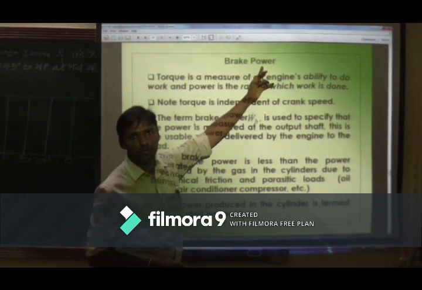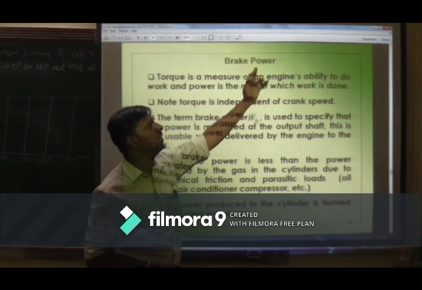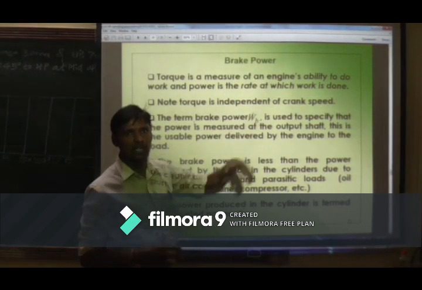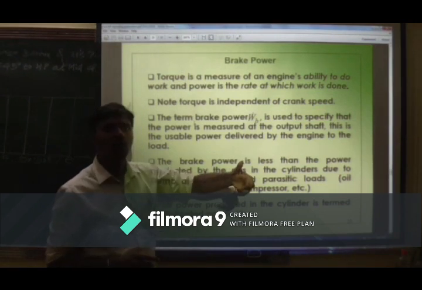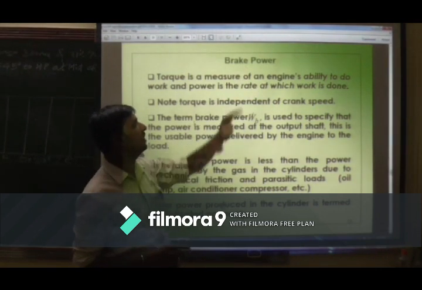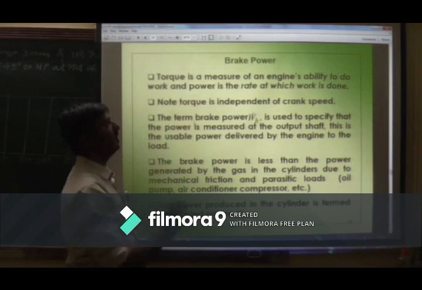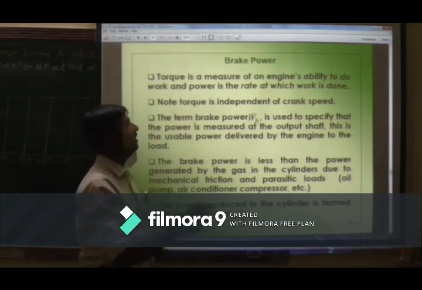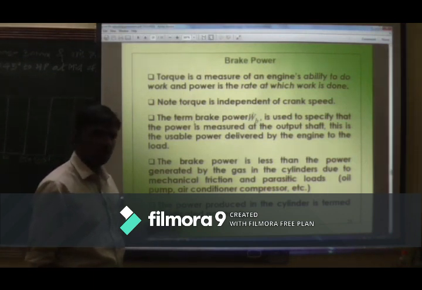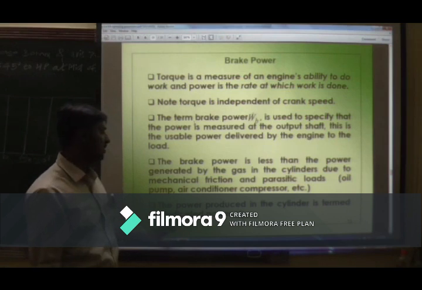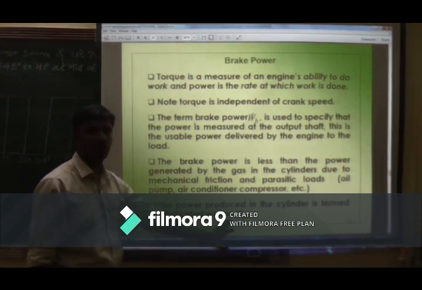That is brake power: how much that engine can deliver. The engine will produce indicated power, but at the output shaft, what power are we getting? That is brake power. The customer is interested in brake power. When we say rated power, that is nothing but brake power. And the power produced in the engine due to combustion is nothing but indicated power.